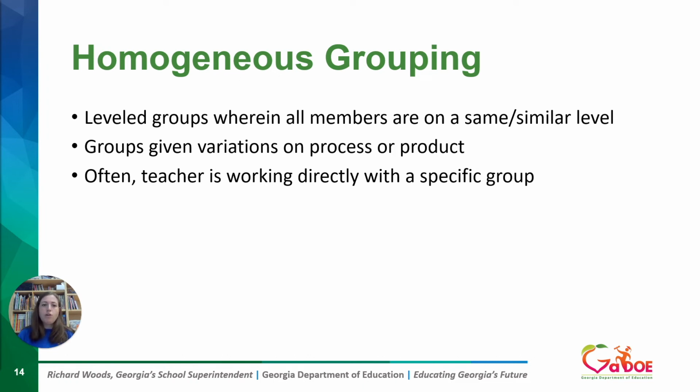So in homogeneous grouping, you've got level groups where all the members are on the same or similar level, and each group is given variations on the process or product. You can say that this group is going to work together to create a brand new section. And this group is going to work together to learn both sections that we've already learned. And then maybe your lowest group, who needs the most support, is going to work directly with the teacher, and you're going to help them learn a single part. So it's varying levels of support.